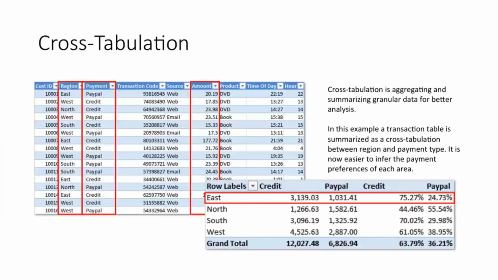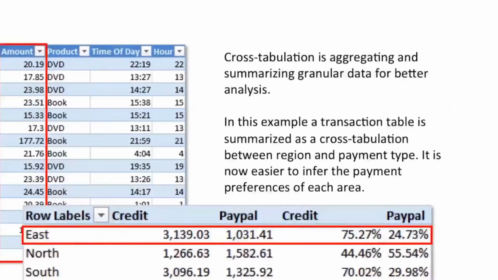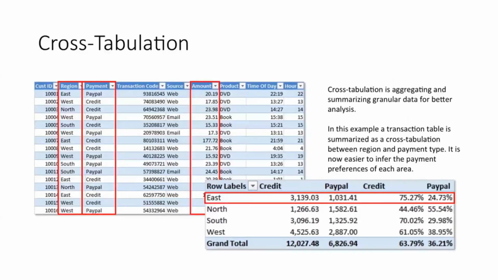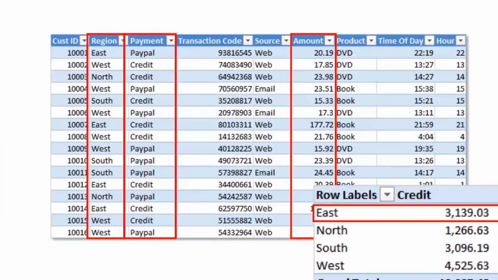The first methodology in descriptive analysis is cross-tabulation. Cross-tabulation is essentially getting granular bits of data and transforming and aggregating it into a form that makes it easier to understand. For example, in this table, we have transactions. And you want to understand, okay, is there a relationship between where a transaction takes place, the amount of the transaction, and what kind of payment method people use? Looking at a table like this, it's not really easy to figure that out.